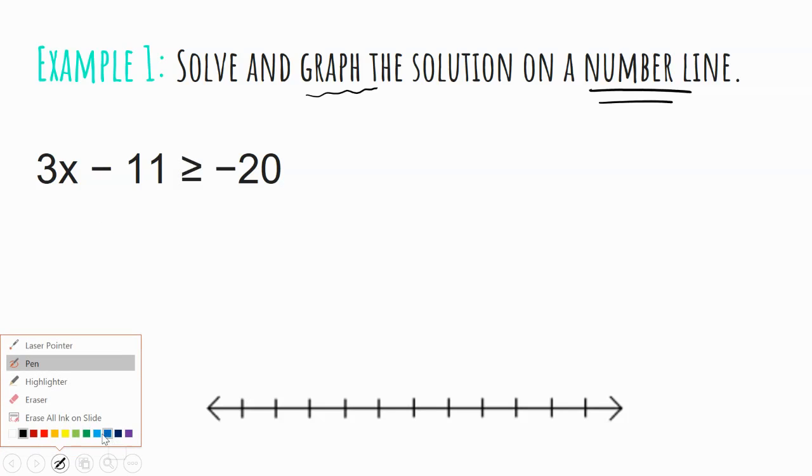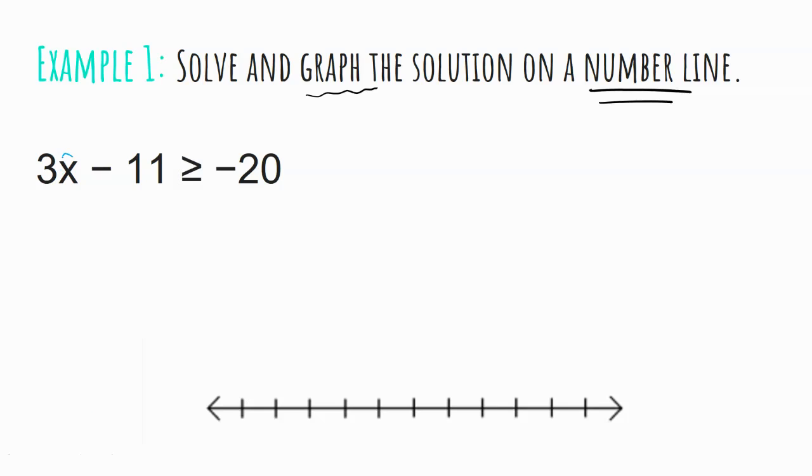We need to get our variable, which in this case is x, all by itself. Now, right now, it's not by itself because I have a lot of other things going on. So what we're going to do first is, since I see subtraction here, I'm going to do the opposite of subtraction, which is addition.